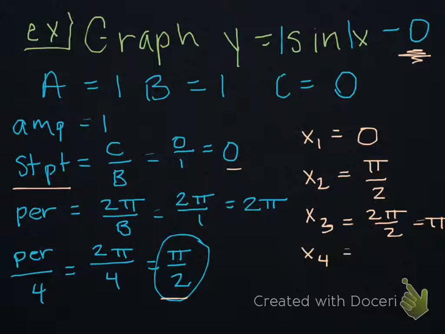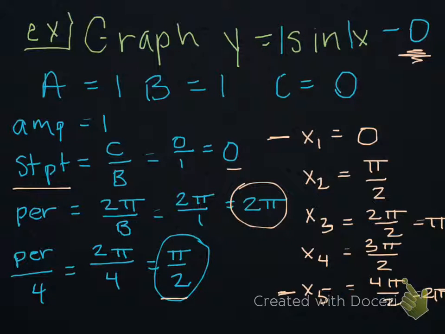If I add another pi over 2 to that, now I'm at 3 pi over 2. And lastly, I am at 4 pi over 2. And that would be 2 pi. Now notice the distance from my starting point to my ending point is 2 pi, and that should match up with what my period is. So the wave needs to be completed from 0 to 2 pi. So on the next screen, we're going to get all this information on a graph. So I'm going to switch the screen to a graph. Go ahead and take a moment and draw a graph in your notes.